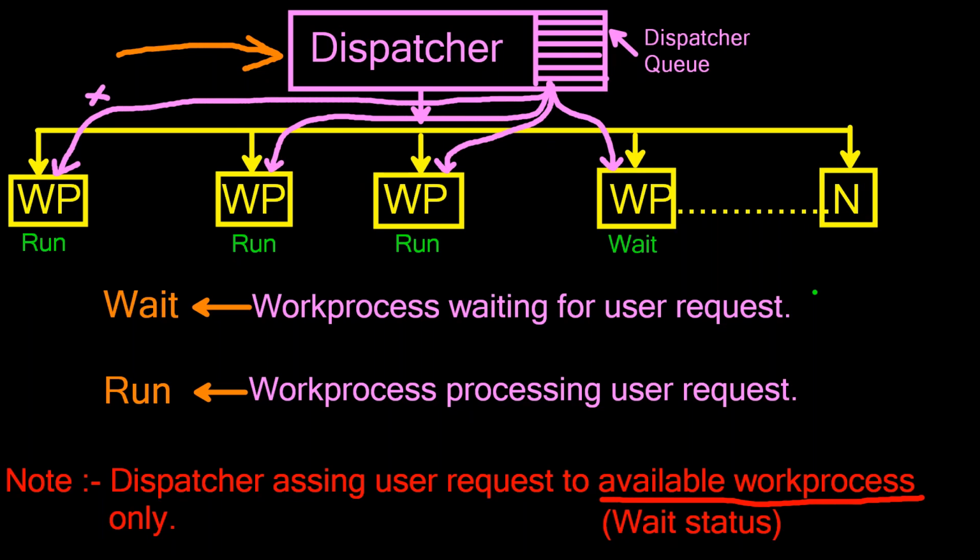So the system will generate the work processes. Here there are 4 work processes. 3 work processes are in run status. Run status means already processing. Already processing, so the user request is not assigned again. So the request was not allocated to the 3 work processes. It allocated to the fourth work process, because the fourth work process is in wait status. That is the reason the user request is assigned to the fourth work process.